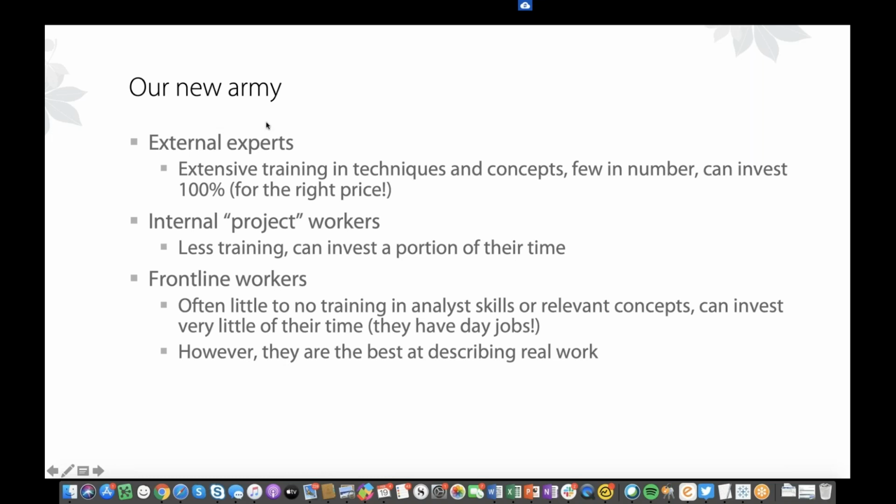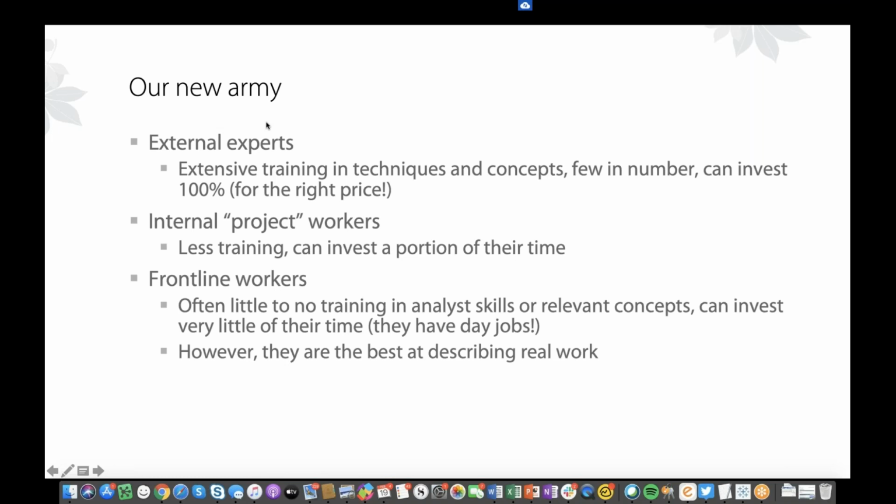So again, those external experts, we can expect to have the most extensive training, see it in most places, and for the right price, they can invest 100% of their time on your problem or your place to go look further. The internal project workers, on average, on balance, are going to have less training than external experts. They can invest a portion of their time. Their time is a little bit more tied up in the day-to-day, and they're closer to the system.